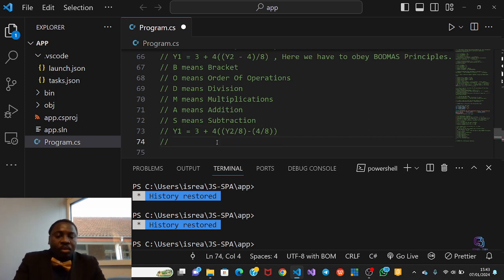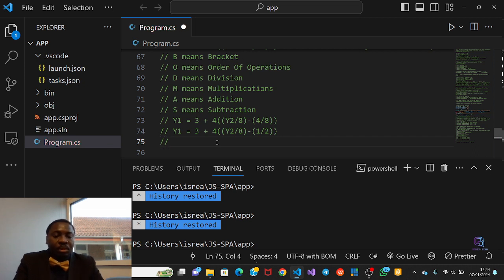I will say y1 is equal to 3 plus 4. So we have it into another bracket. I'll do the first one, y2 divided by 8. Yes, minus. So 4 divided by 8 is same as half and is same as 0.5. So I'll write 1 over 2.